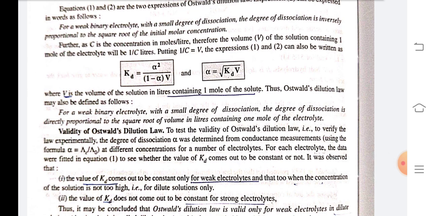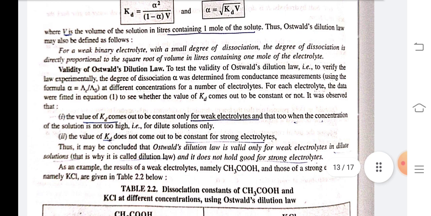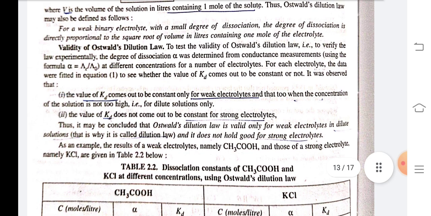Putting 1 by C equal to V, the expression 1 and 2 can also be written as Kd is equal to alpha square upon (1 minus alpha) V, and alpha is equal to square root of Kd V, where V is the volume of the solution in liters containing 1 mole of the solute. Thus, Ostwald dilution law may also be defined as follows. For a weak binary electrolyte with a small degree of dissociation, the degree of dissociation is directly proportional to the square root of volume in liters containing 1 mole of electrolyte.